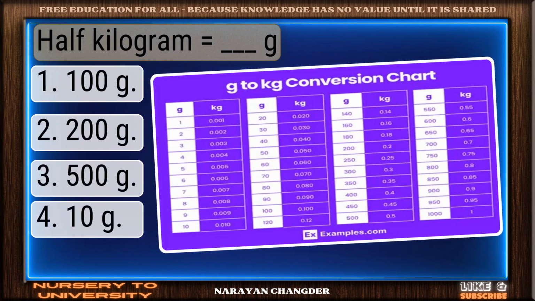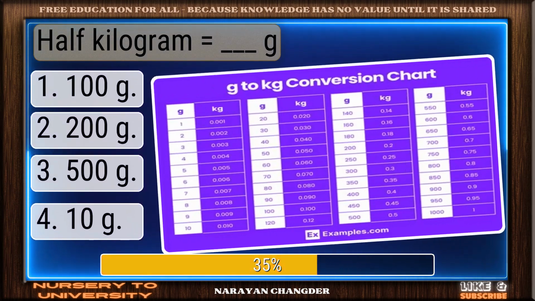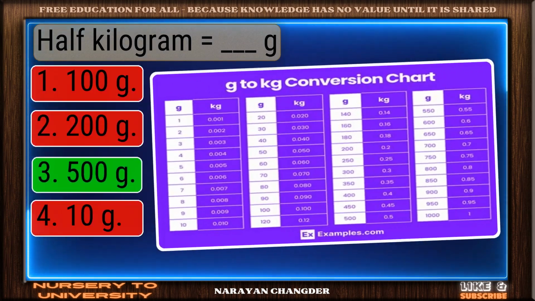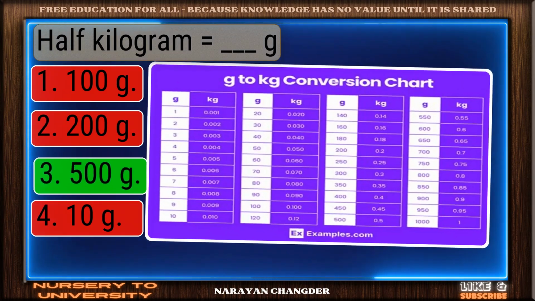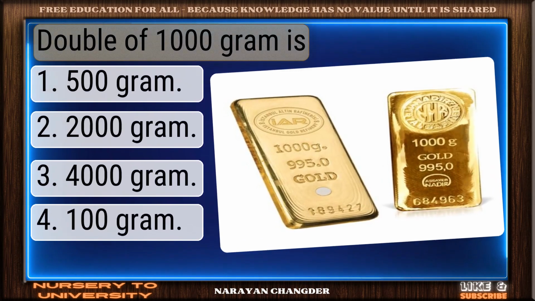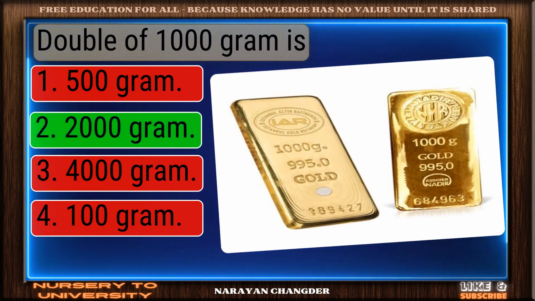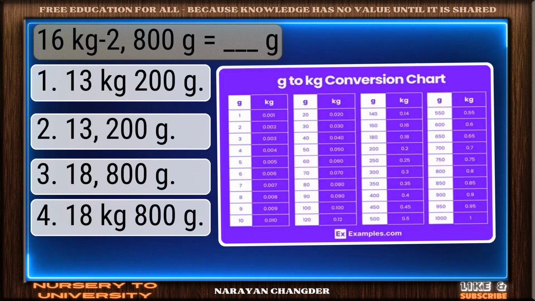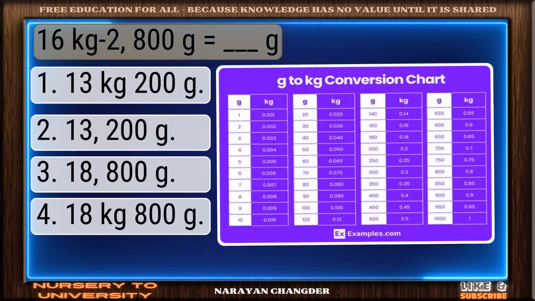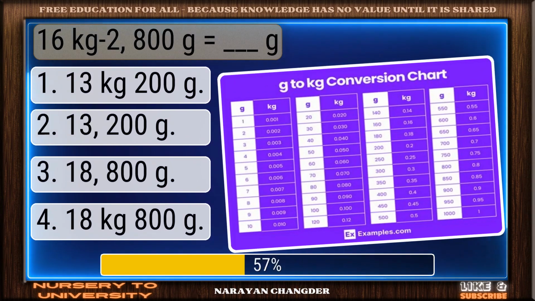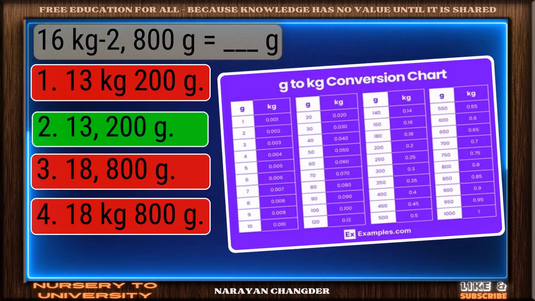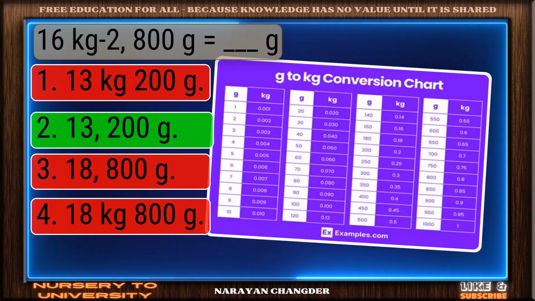Half kilogram equal to dash g. Right again. 500g is a valid answer. Double of 1000 gram is. Right choice. 2000 gram is the best answer. 16 kg 800g equal to dash g. Good job, your answer 13th 200g works well here.